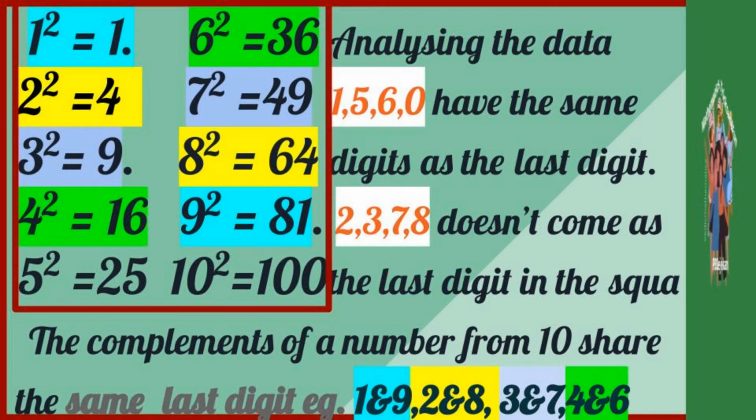The second point to note is that digits 2, 3, 7 and 8 don't come as the last digit in any of these squares. Now 1, 5, 6 and 0 have the same last digit as their squares.